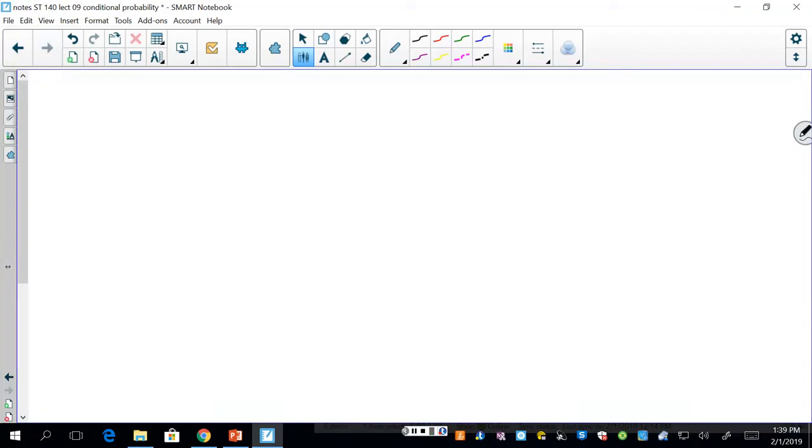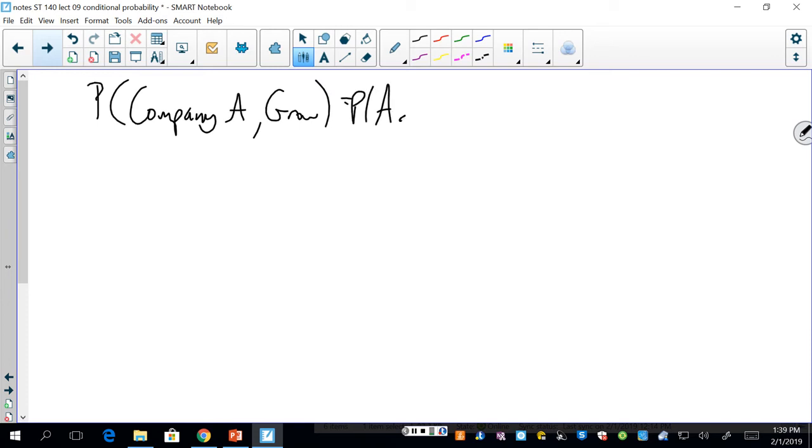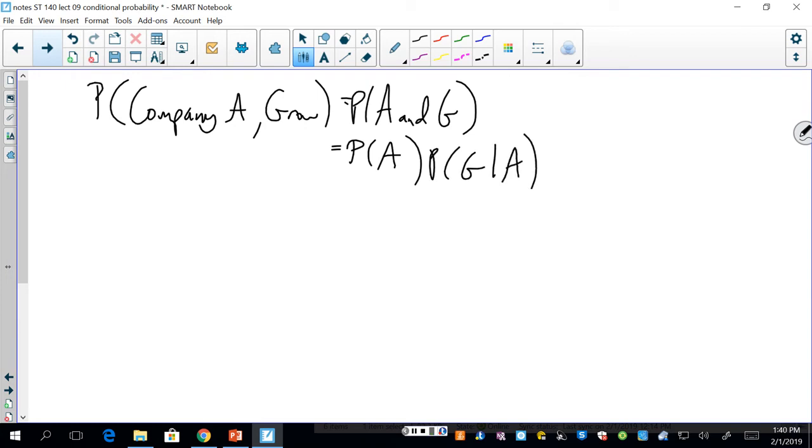So what's the probability that we're looking at company A seeds and we're looking at growth? So A and G, these two things together. Well, we can look at the proportion that go to A, and the proportion that grow in A. 48% of the time, company A is supplying those seeds, and 90% of the time they're growing. That's 0.432 there. But that's one company.